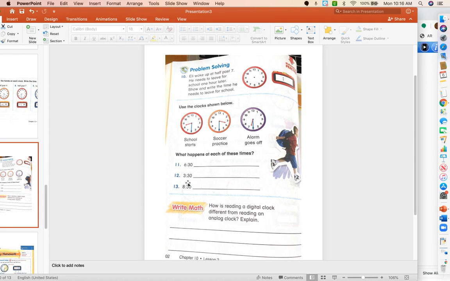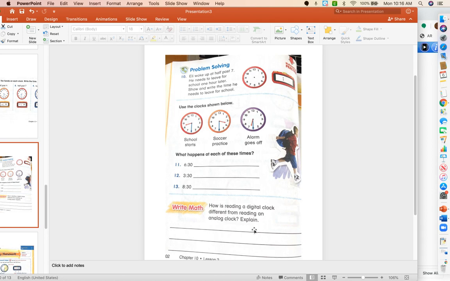Number 12 says 3:30. Let's see what happens at 3:30. So we have to look for the clock that has the hour hand in between the 3 and the 4, and the minute hand has to be at the 30 or on the 6. Which one of those two happens? It is soccer practice. Good. And then put me on pause so that you can write the words soccer practice right here on the line.